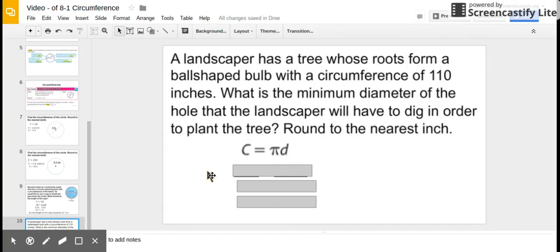A landscaper has a tree whose roots formed a ball-shaped bulb with a circumference of 110 inches. What is the minimum diameter of the hole that the landscaper would have to dig in order to plant the tree? Round to the nearest inch.